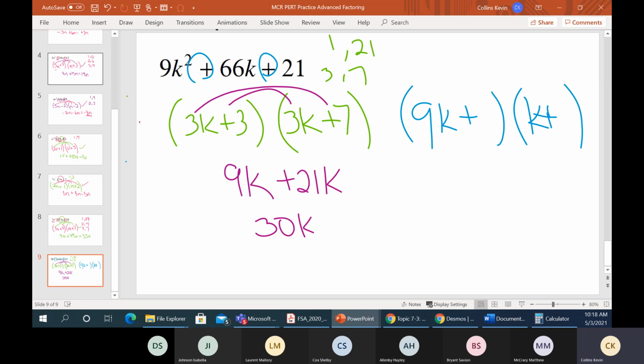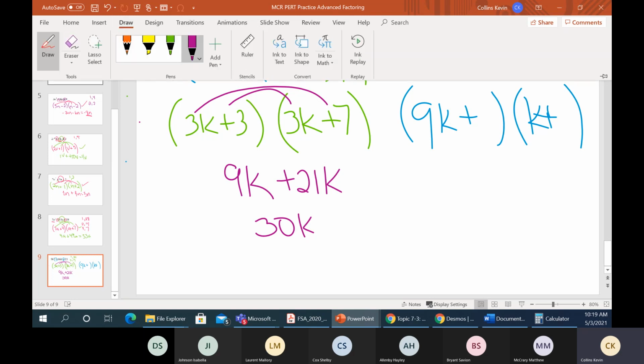So the other possibility is we could either try the 1 and the 21, right? Or we can move on to the other guy. Well, before we move on, you want to try the 1 and the 21? Maybe we'll give that a whirl. All right, so let's check it out.